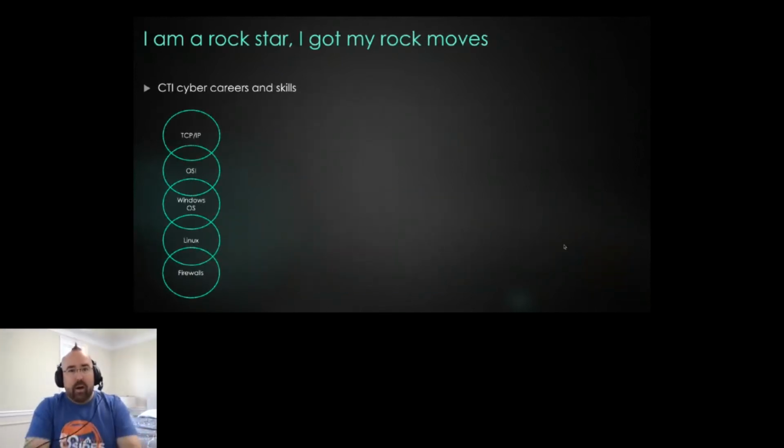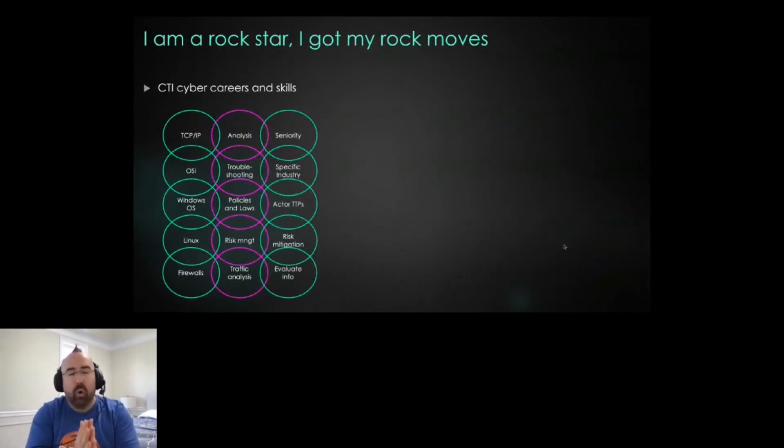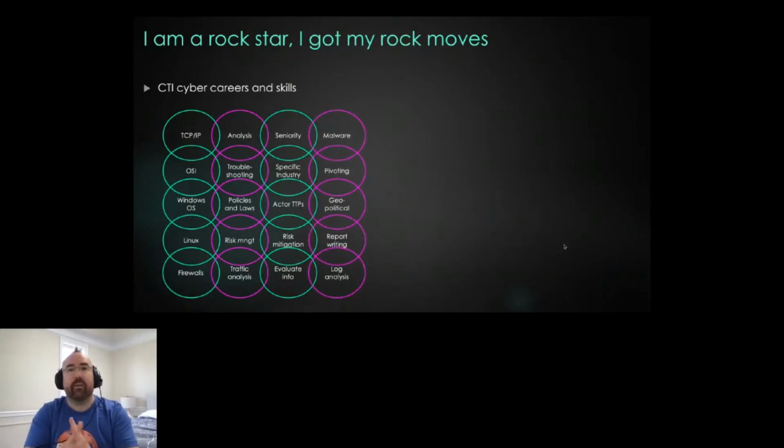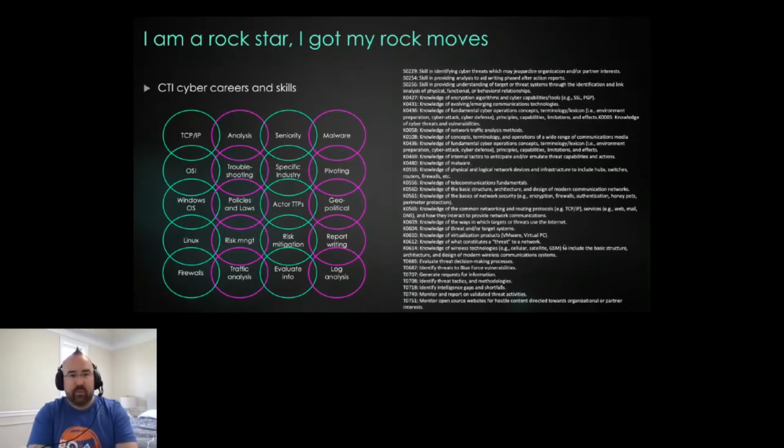So you're a rock star, right? We've got all these skills, all my rock moves in cyber threat intelligence. And I have to know a whole lot of different things to be a cyber threat intelligence analyst. I need to know the basics about how networks, security, and operating systems work. I need to be able to do analysis. I need critical thinking. I need to understand policies, laws, procedures, regulations, and SOPs. I might need to know about risk management. I may do some level of traffic analysis. There might be specific industry things I need to know. If I work in finance, it might be different than if I work in aerospace, which might be different if I'm worried about SCADA or ICS systems.